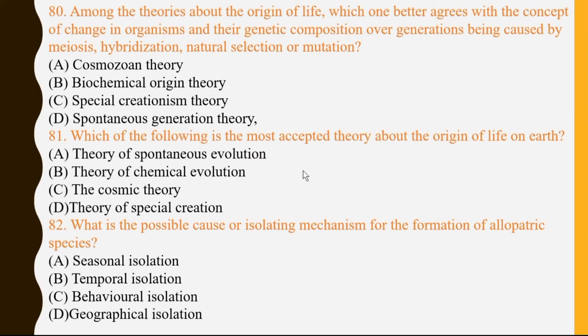Which of the following is the most accepted theory about origin of life on the earth? A. Theory of spontaneous evolution. B. Theory of chemical evolution. C. The cosmic theory. D. Theory of special creation.